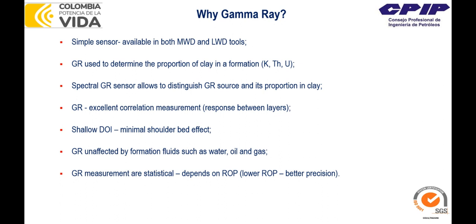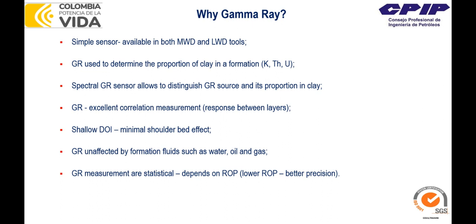So why gamma ray? First of all, it is a simple sensor, available in both MWD and LWD tools. As I said, gamma ray is used to determine the proportion of clay in the formation, as well as potassium, thorium, and uranium. Spectral gamma ray sensors allow us to distinguish the gamma ray source and its proportion in clay. Also, gamma ray is an excellent correlation measurement, providing a response to the layer. It has a relatively shallow depth of investigation, so it has minimal shoulder bed effect. It's also important to understand that gamma ray is unaffected by formation fluids such as water, oil, and gas. So it only determines lithology, but not the fluid in the formation.